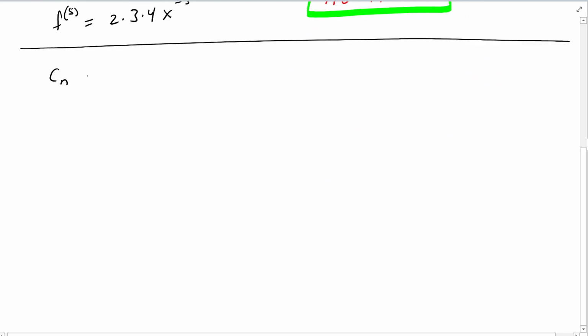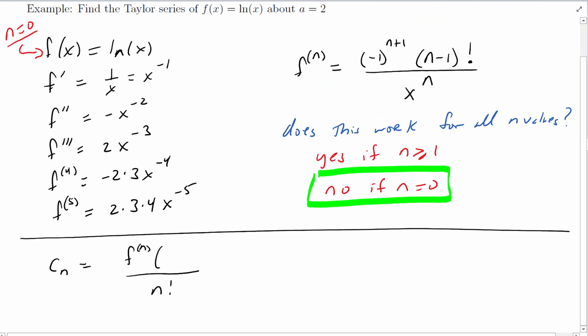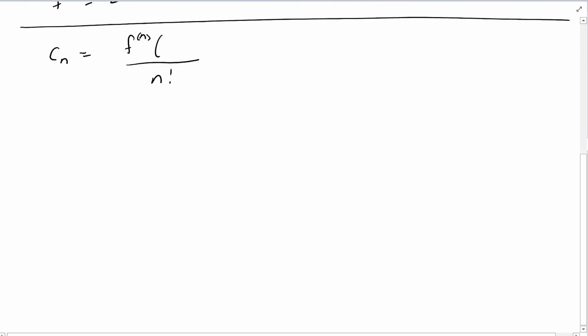Why do we want that? Because the general formula for the coefficient is c sub n, the nth derivative at where we're centered, over n factorial. Now, where are we centered? I'll scroll back to the top. We're centered at 2. So come back here. It's the nth derivative at 2 over n factorial.